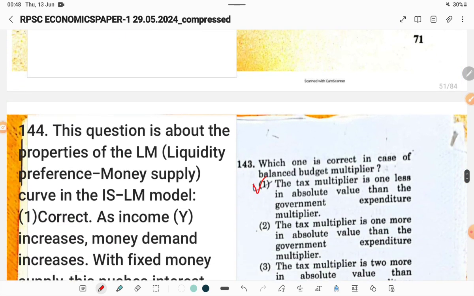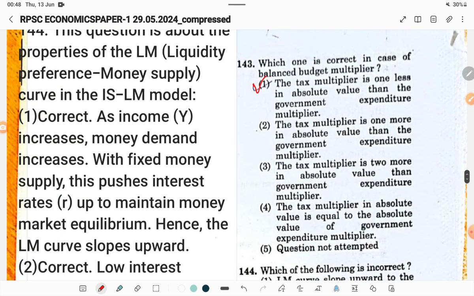Now the next question, 143, which one is correct in case of a balanced budget multiplier. So the first statement, the tax multiplier is 1 less in absolute value than the government expenditure multiplier. So this statement is correct here. And what about the other three?